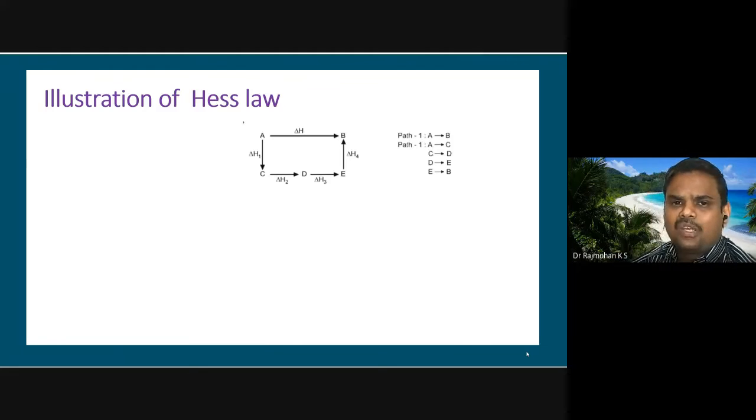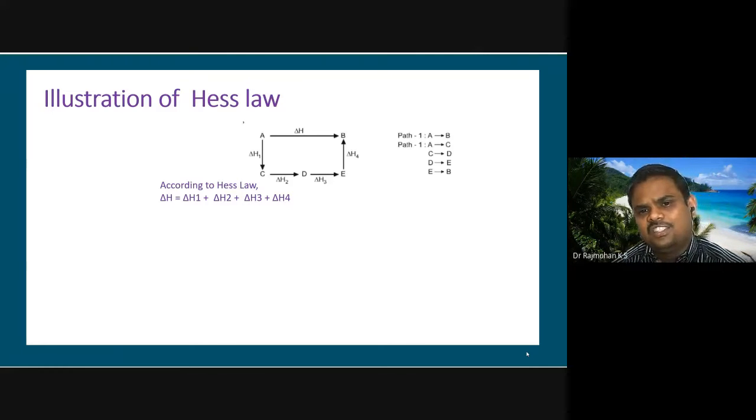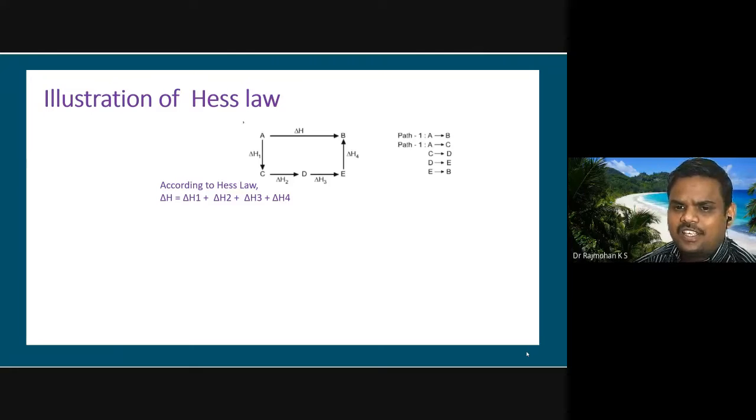Either of them can be exothermic or endothermic, but the summation of these four, delta H1, delta H2, delta H3, and delta H4, overall is going to be equal to that A giving B delta H. If that delta H is exothermic, the summation of these values also will give us an exothermic value. If delta H is endothermic, the summation of these individual delta H is going to be endothermic. So that's what Hess law states. According to Hess law, this delta H overall, that is A giving B directly, is equal to delta H1 plus delta H2 plus delta H3 plus delta H4, regardless of whether it is exothermic or endothermic.